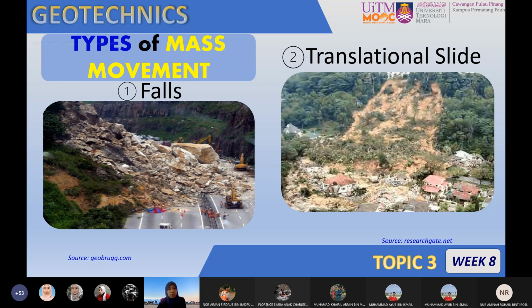So these are two examples of mass movement. For example, here, falls, and number two is the translational slide. What is a fall actually?